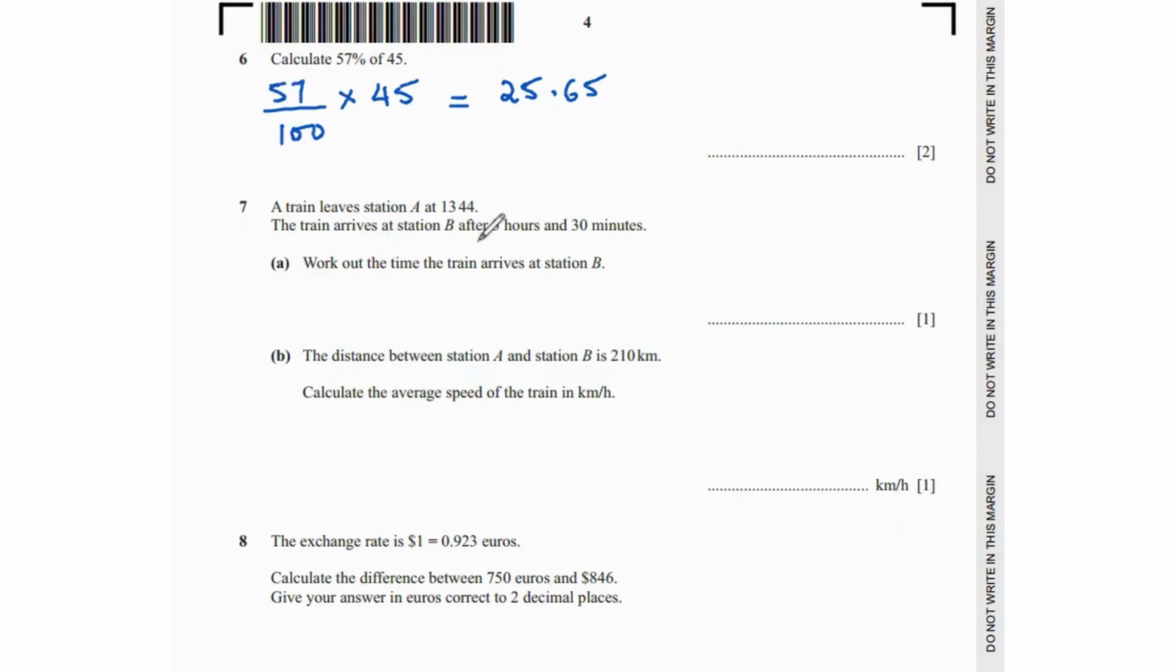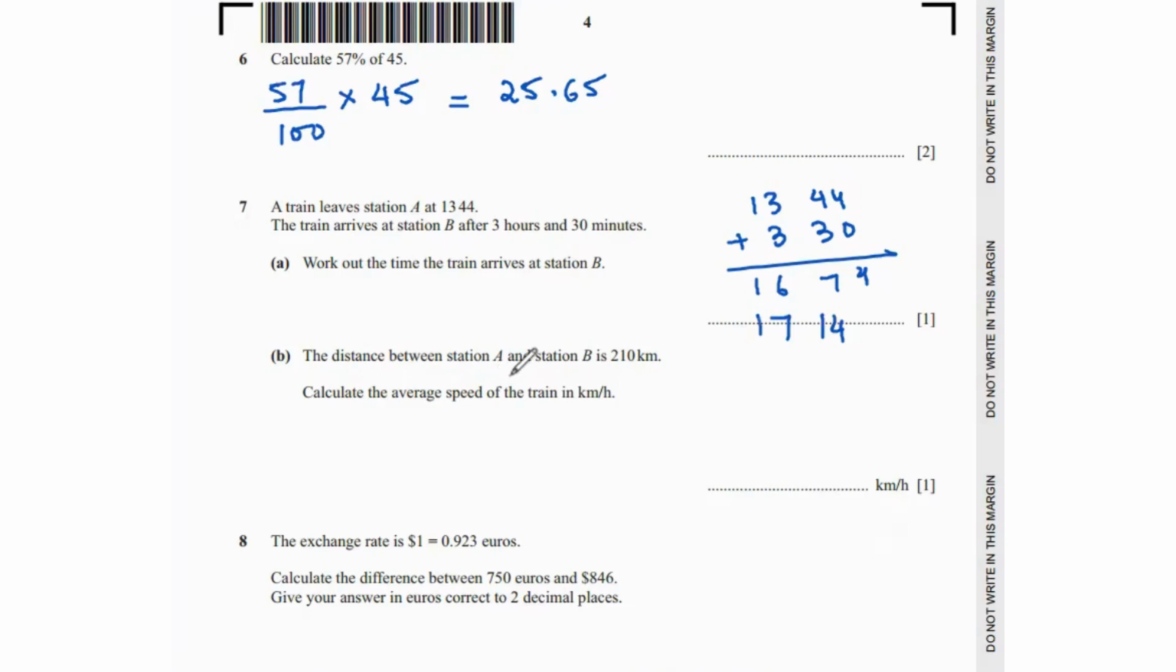Then a train leaves station A at 13:44. The train arrives at station B after 3 hours and 30 minutes. Work out the time the train arrives at station B. So we add this to 13:44. So 13:44 plus 3:30. 4 plus 0 is 4, 4 plus 3 is 7, and 13 plus 3 is 16. So since our minutes cannot be greater than 60, that means we take 60 minutes from 74 and add that as an hour in 16. So 16 becomes 17 and 74 becomes 14. So 17:14 is the time at which the train arrives at station B.